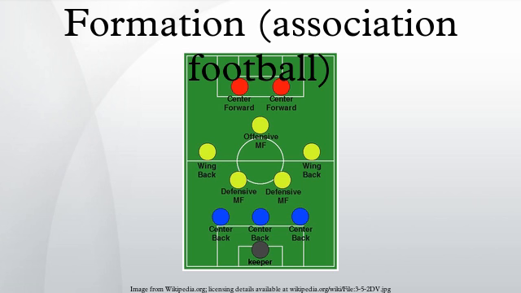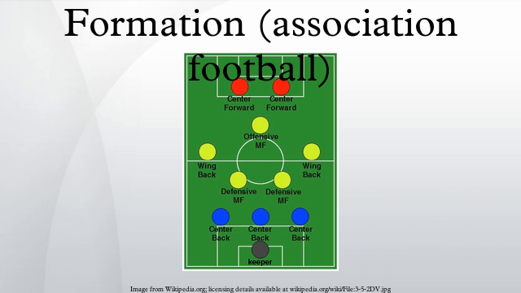The 3-3-3-1 formation was used by Marcelo Bielsa's Chile in the 2010 World Cup, with three centre-backs coupled with two wing-backs and a holding player, although a variation is the hourglass, using three wide players, a narrow three, a wide three and a centre-forward.